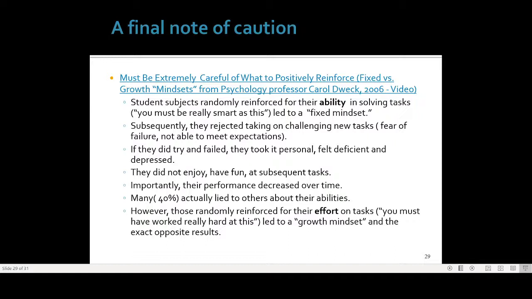So what happened is, student subjects were randomly reinforced for their ability to solve the problems, and when you say that you are really smart at this, it created a fixed mindset for them. Subsequently, when you gave them another challenging task, they didn't want to do it because they had a fear of failure. They thought they would not be able to meet the expectation, so they did not enjoy it or have fun. Importantly, their performance decreased over time when they had the fixed mindset.